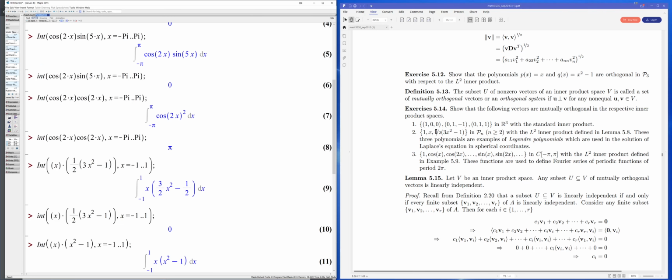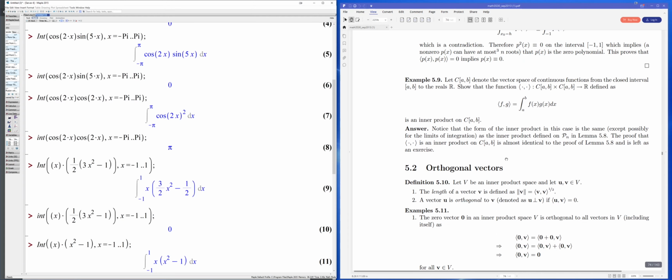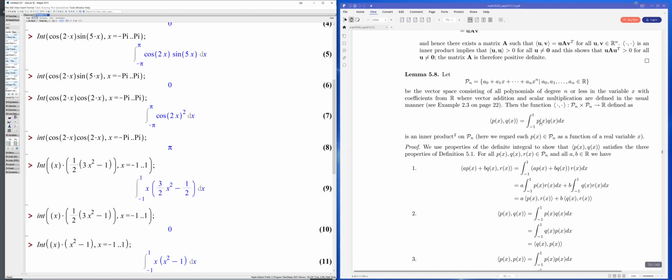A next example of a set of mutually orthogonal vectors would be these polynomials here in Pn, where the inner product is the L2 inner product. And the L2 inner product, remember, was defined by this sort of integral here. You multiply your polynomials together and you integrate between -1 and 1.